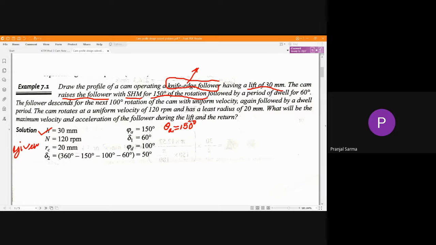So that you don't make a mistake in the next step, here itself in brackets write what kind of motion there is. It raises the follower with SHM, so SHM motion for the ascent stroke. Followed by a period of dwell for 60 degrees. That means there is one dwell period, first delta, delta 1 equal to 60 degrees. So during the dwell, what kind of motion is there in the follower?